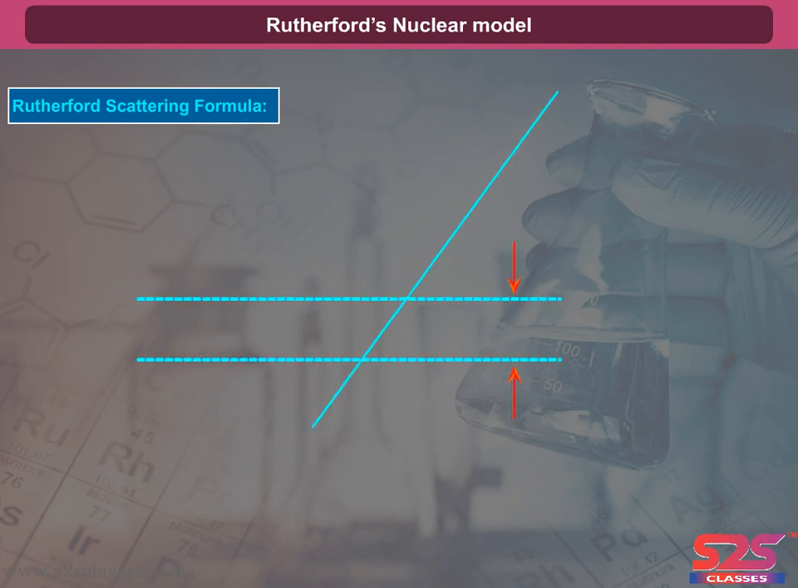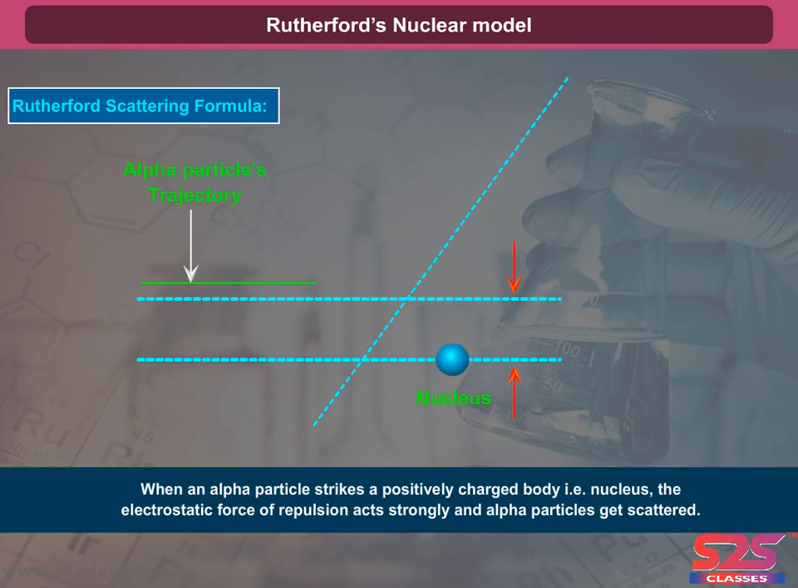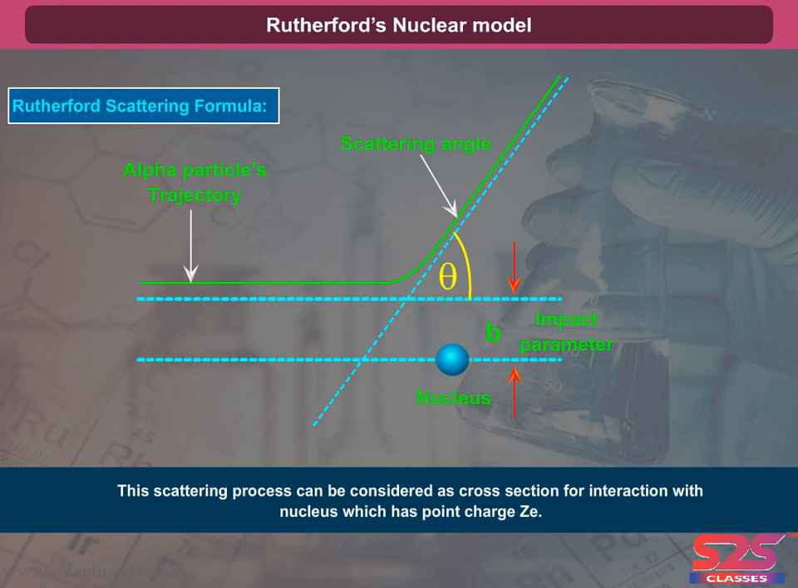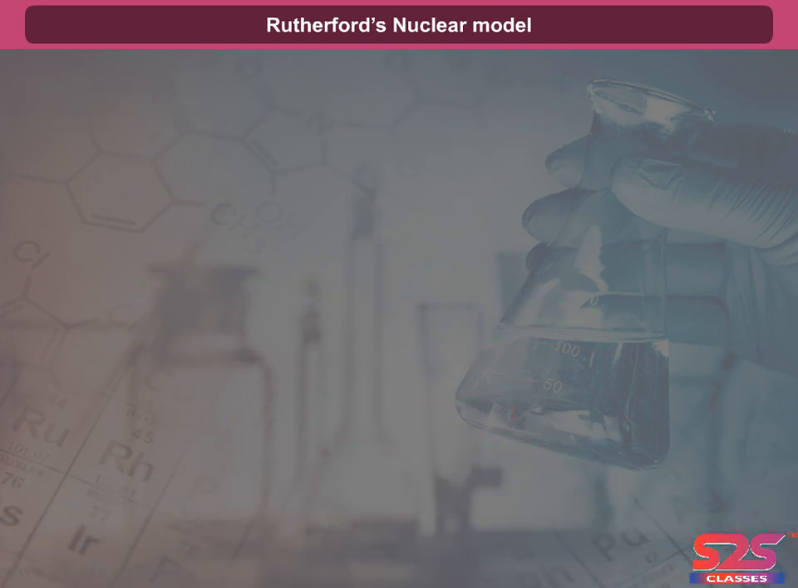Rutherford scattering formula. When an alpha particle strikes a positively charged body, that is nucleus, the electrostatic force of repulsion acts strongly and alpha particles get scattered. This scattering process can be considered as cross-section for interaction with nucleus, which has point charge Ze. Thus, magnitude of force is F = 1/(4πε₀) × (2e)(Ze)/r².